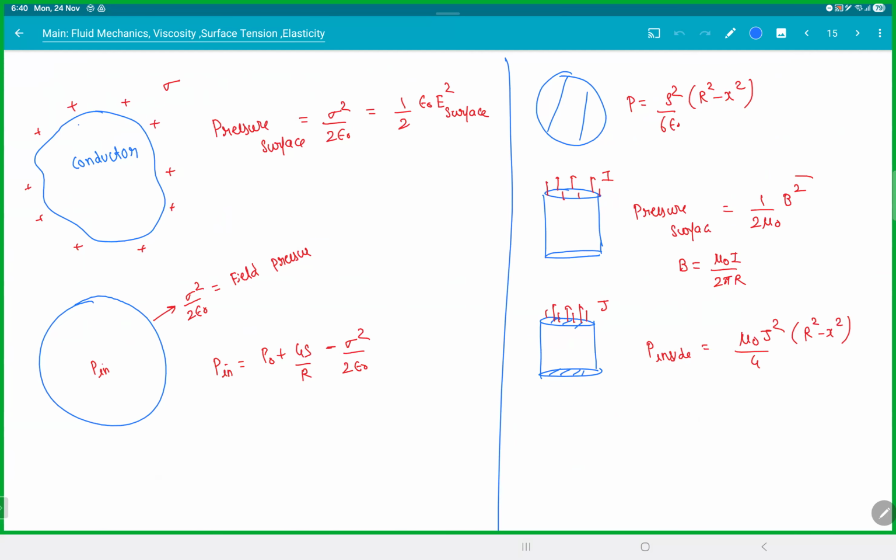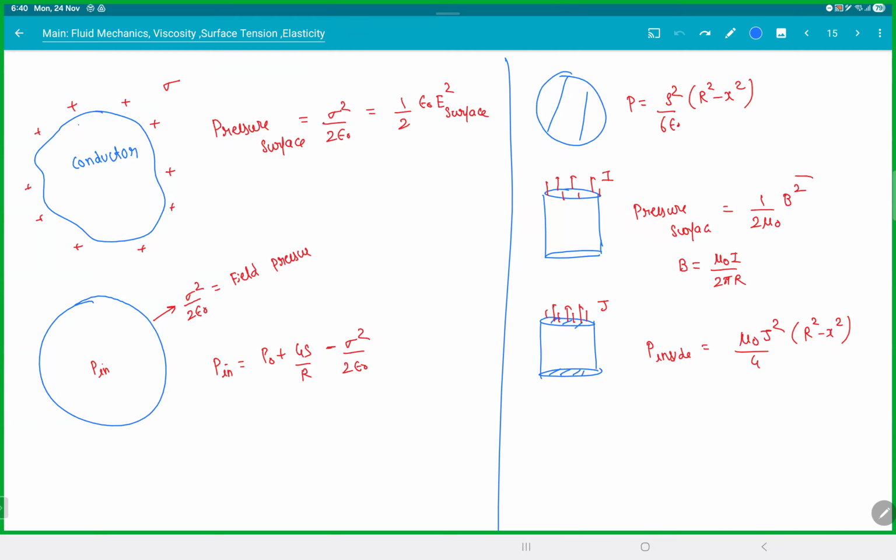If you have a conductor of any random shape, then the pressure on the surface is given by sigma square by 2 epsilon. It's easy to remember. It's basically the energy density only. The energy density term will come like pressure, sigma square by 2 epsilon, or half epsilon E naught square on the surface. But if you take a spherical shell, even if it's a non-conductor, the formula still works.